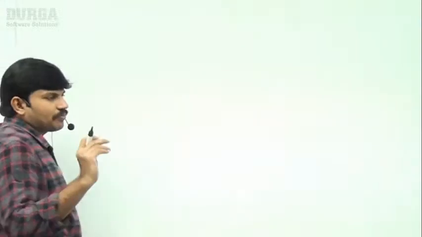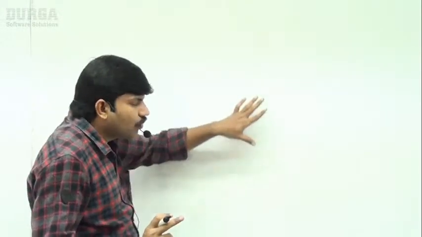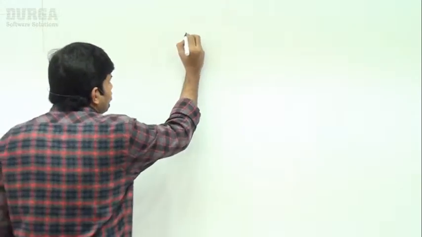Let me go for a simple example. By using this new time API, I want to represent the current date and current time. I want to identify what the local date is and what the local time is. See how easy it is. If you want to represent the current system date and current system time, what code do we need to use? Just observe.